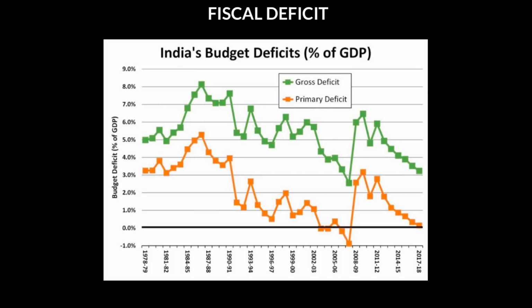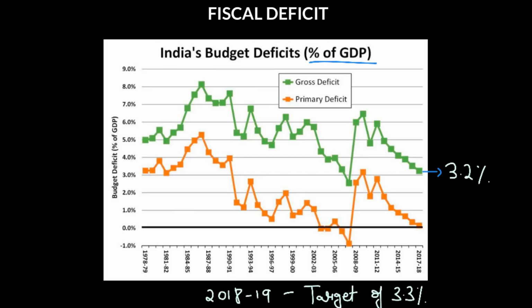Fiscal deficit of India is calculated as a percentage of GDP. And in 2017-18, the government's fiscal deficit was 3.2% of GDP, and in 2018-19, the government has a target of 3.3% of GDP as fiscal deficit. In the last 5 years, fiscal deficit of India has reduced. It means the government has cut expenditure or the revenue has increased, and the primary deficit has almost become negligible in the last year.